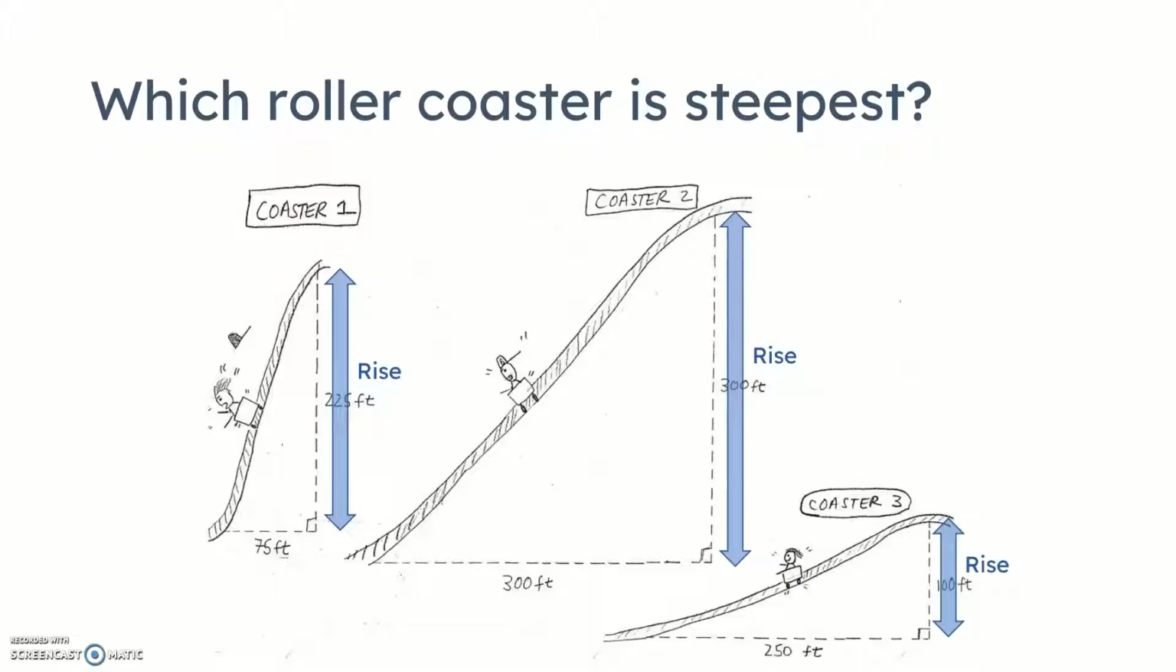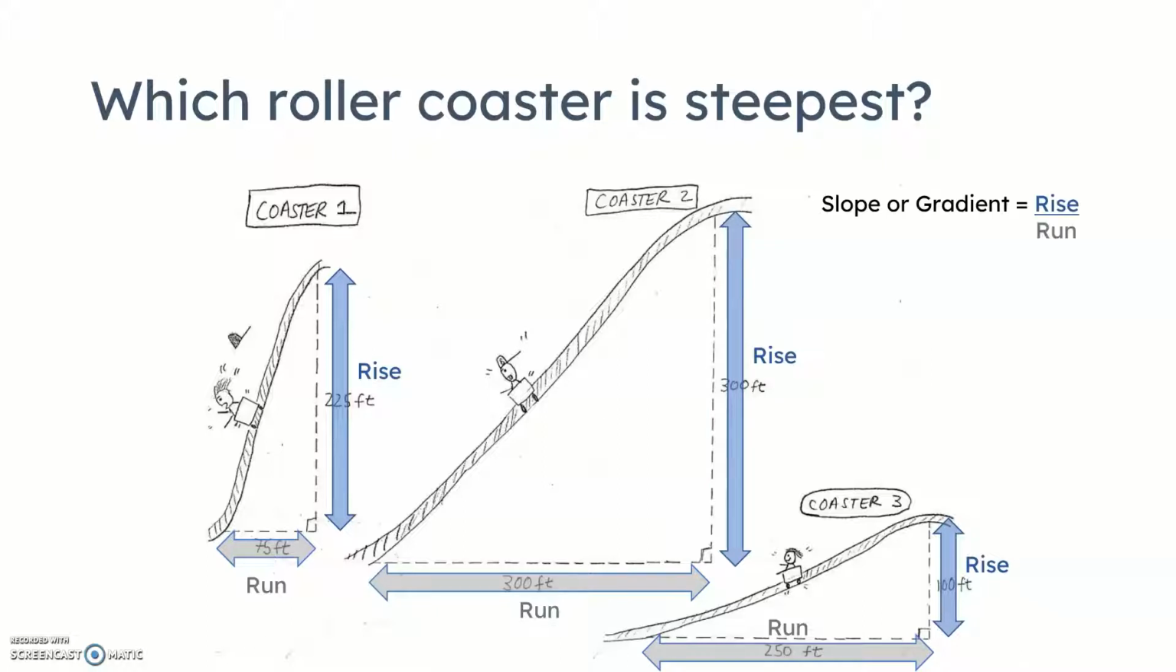And we have two numbers we need to think about here. The height of the roller coaster is called the rise, and the length of the roller coaster, horizontally, is called the run. And the slope, or the gradient, two different words for the same thing, is the rise divided by the run.